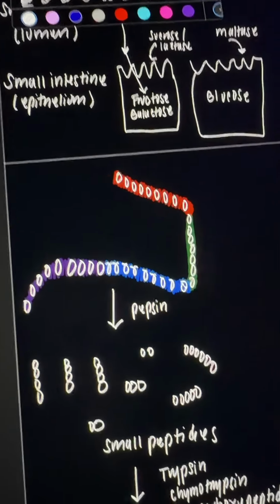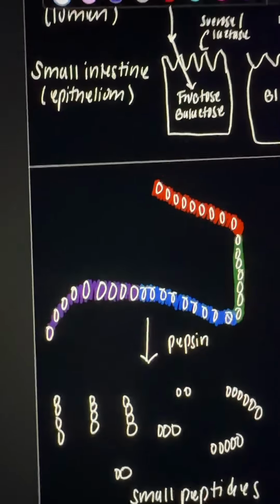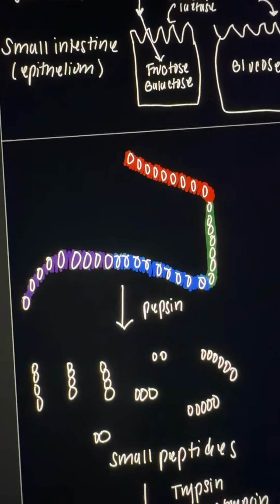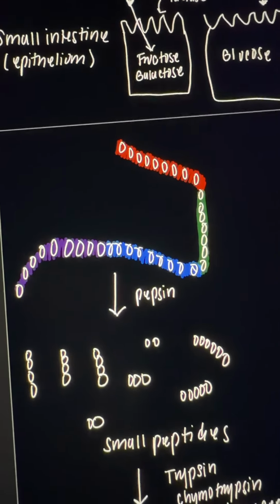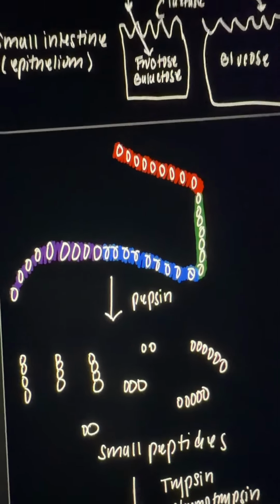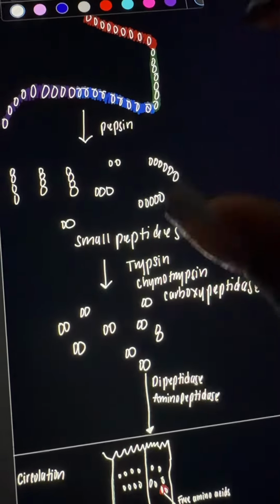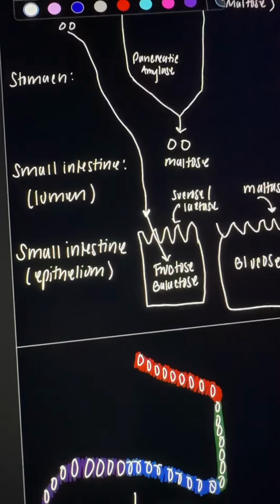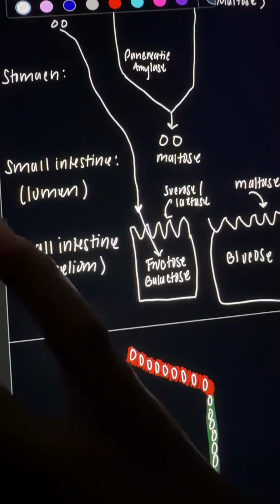These monosaccharides are absorbed into the blood vessels of the small intestine, and then they're carried to the liver through the hepatic portal vein. So that is the complete process of carbohydrates. Now we're going to move on to proteins.